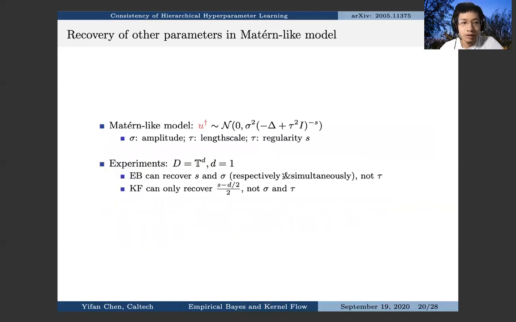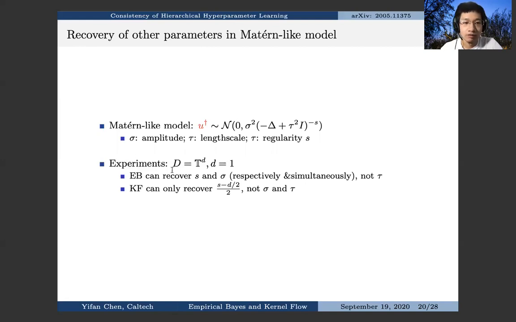But first, let us complete the story for the Matern class model. As before, we mentioned that we only consider the regularity parameter. Now we choose the more complete characterization, and this is the Matern class model on a torus. We have 3 parameters: sigma is the amplitude, tau is the length scale, and S is the regularity. And we want to see how the two different algorithms behave for learning the 3 different parameters.